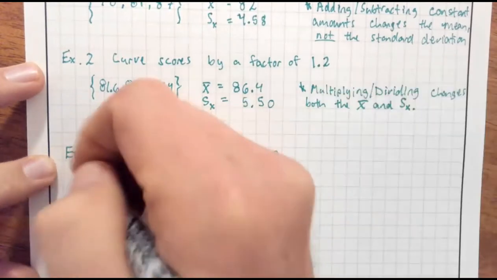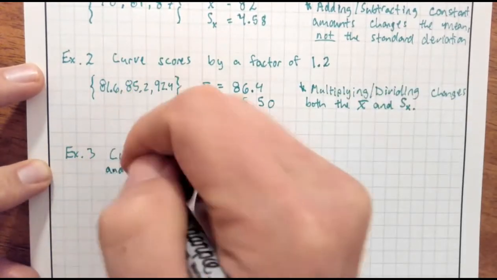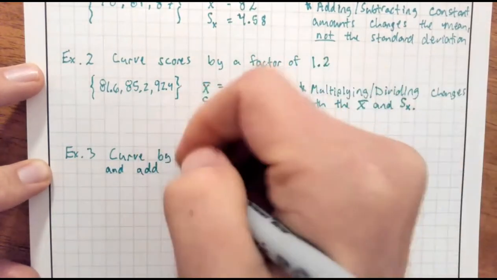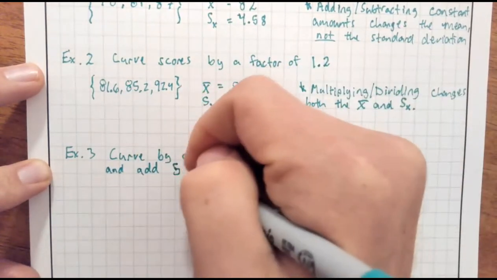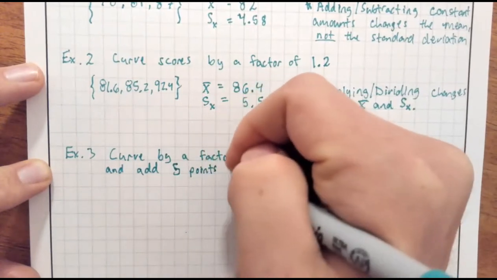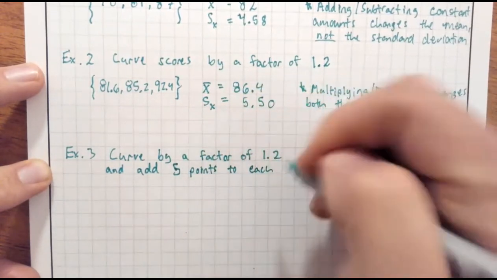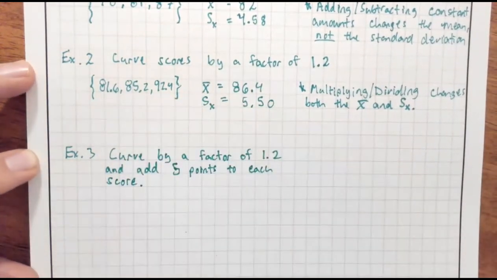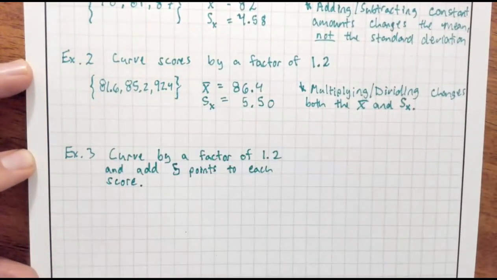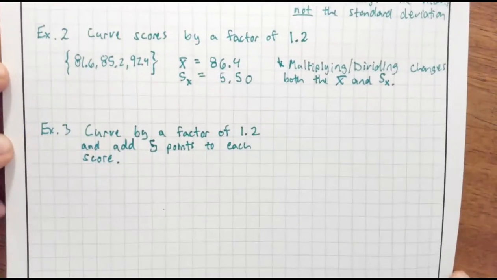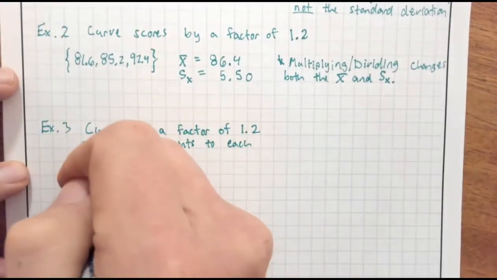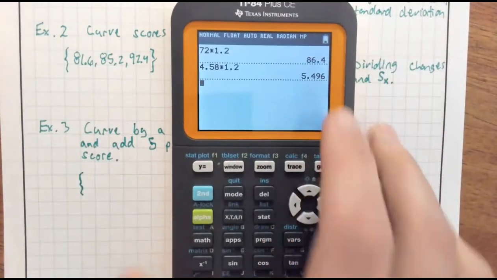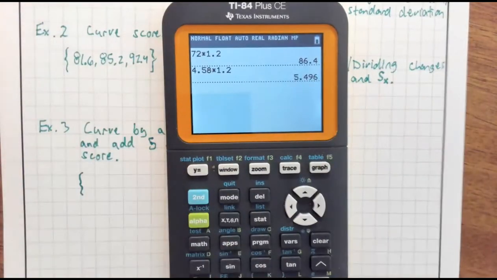1.2 and add 5 points to each score. Curved by a factor of 1.2 and add 5 points to each score. So let's get the new data set. Doing quite a bit this time. I'll just do it on a calculator rather than having to do it to each individual data point.